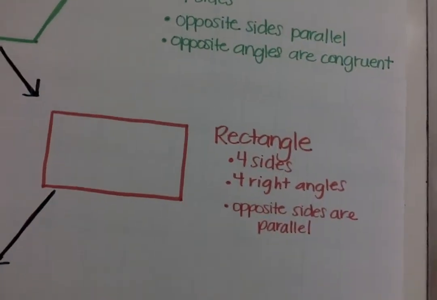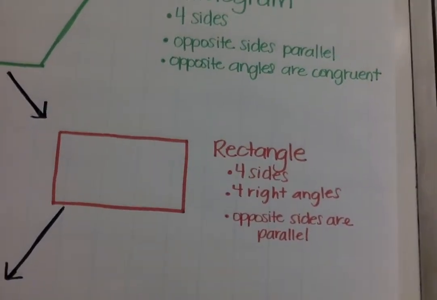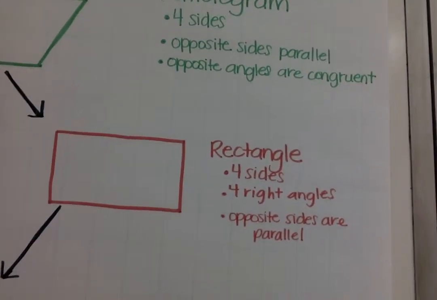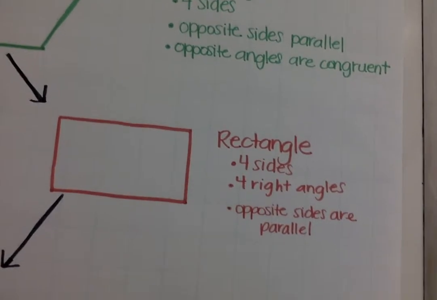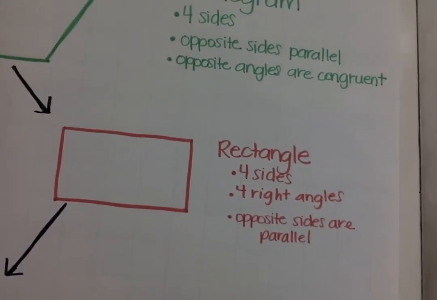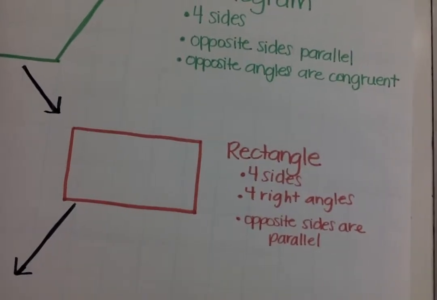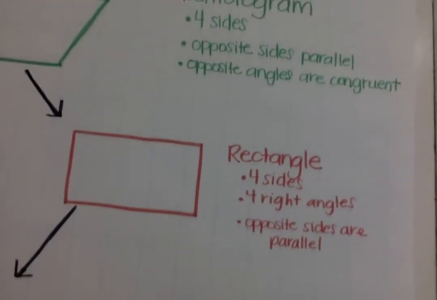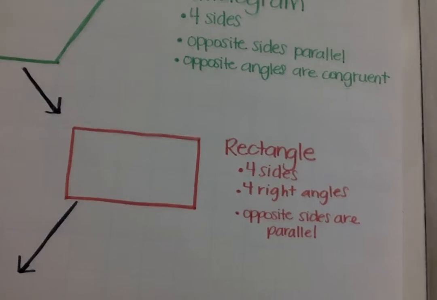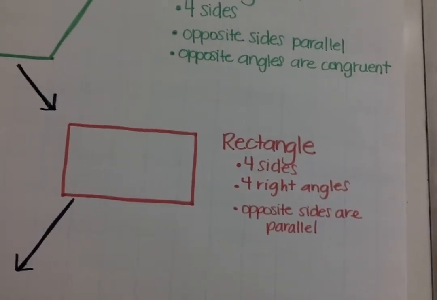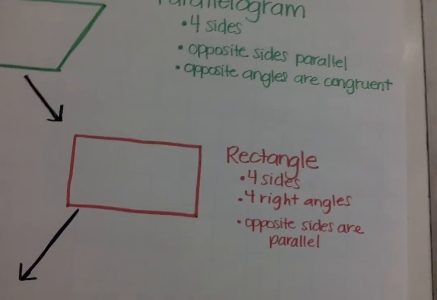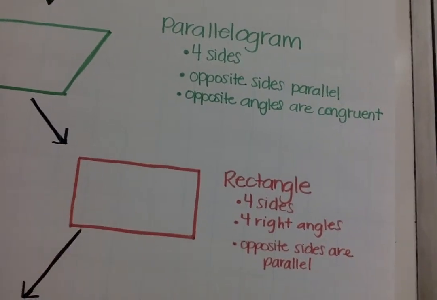Now, skipping over to a rectangle here, we have a rectangle, and this should be a shape that everyone is familiar with. A rectangle we know has four sides. A rectangle also has four right angles. Does anybody know what a right angle measures? If you said 90 degrees, you are correct. A rectangle measures 90 degrees.